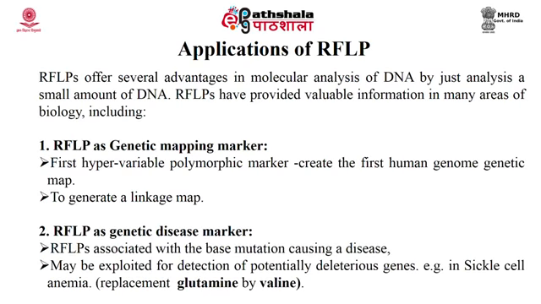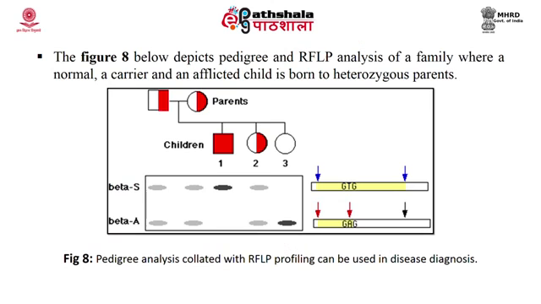RFLPs associated with a base mutation causing a disease may be exploited for detection of a potentially deleterious gene. For example, in sickle cell anemia, there is substitution of the base adenine for thymine in codon 6 of the beta globin gene, resulting in the replacement of glutamic acid by valine. Figure 8 below depicts the pedigree and RFLP analysis of a family where a normal child, a carrier and an afflicted child are born to heterozygous parents.